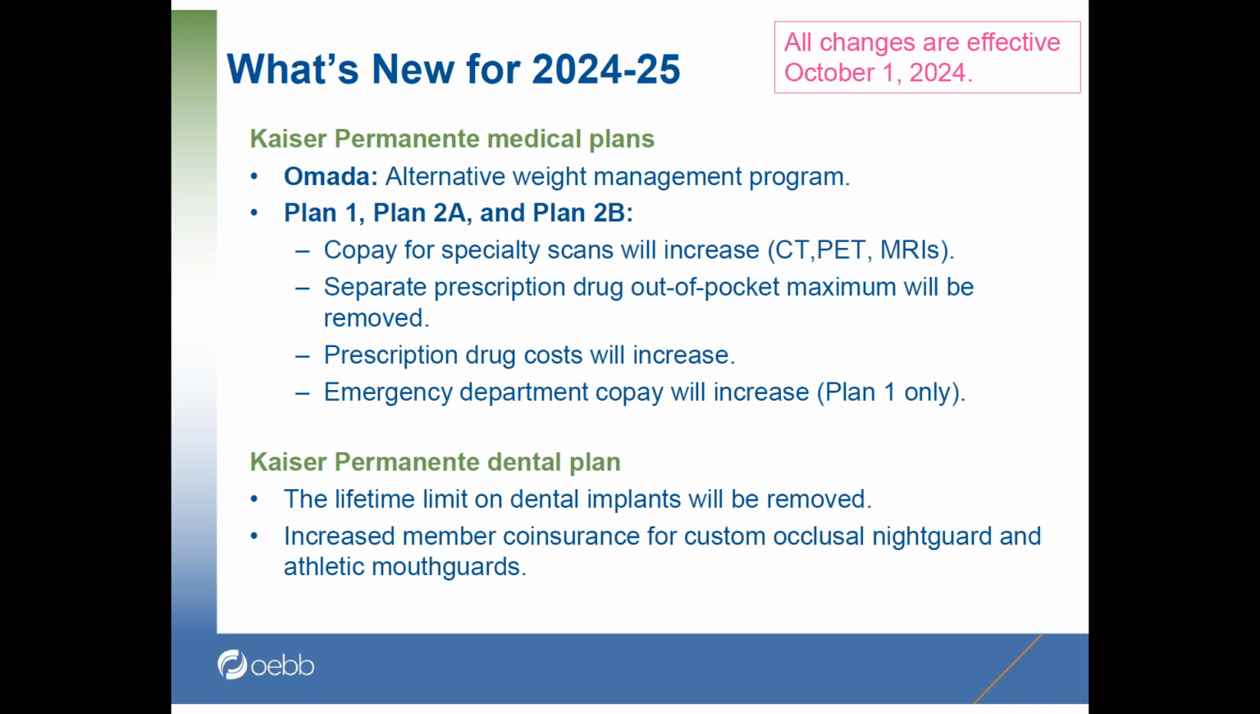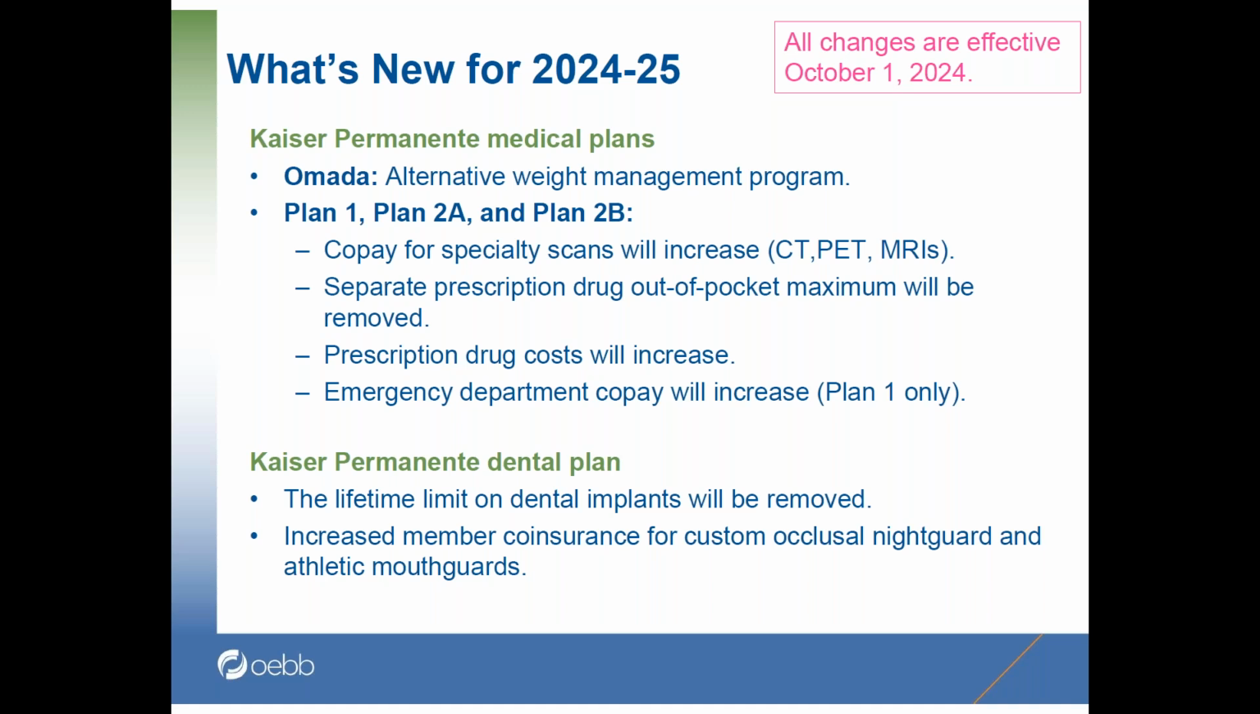For Kaiser Permanente medical plans, they're adding Omada, an alternative weight management program. For Plan 1, Plan 2A, and Plan 2B, there will be some changes to the copays for specialty scans. The separate prescription drug out-of-pocket maximum will be removed.